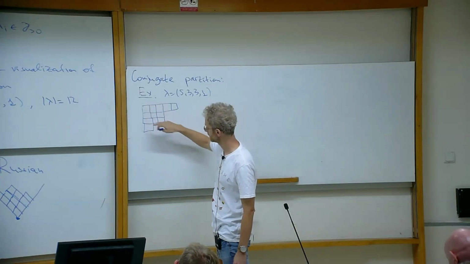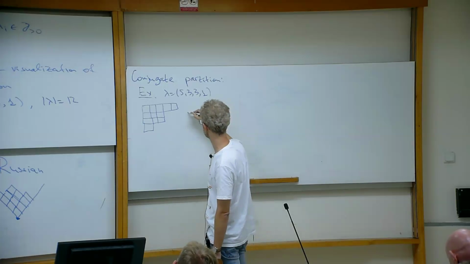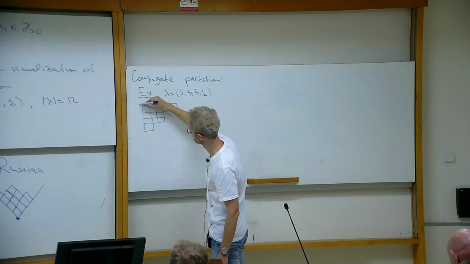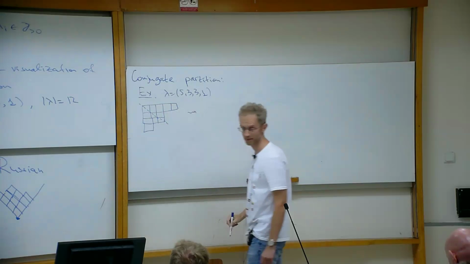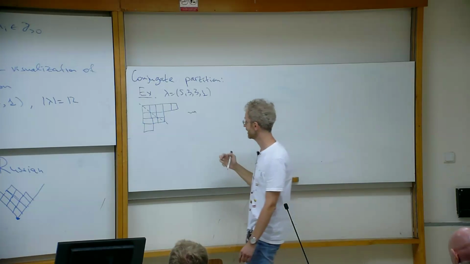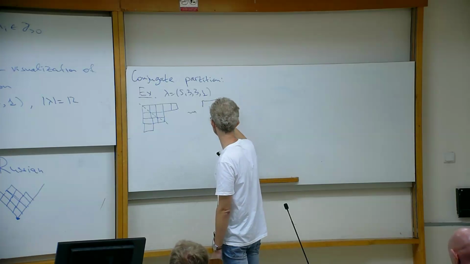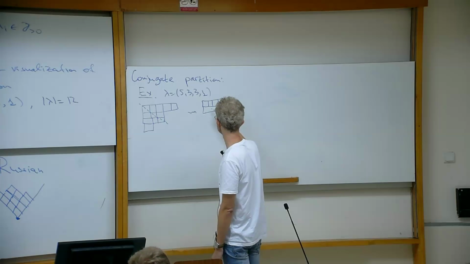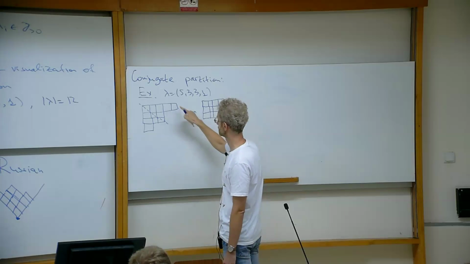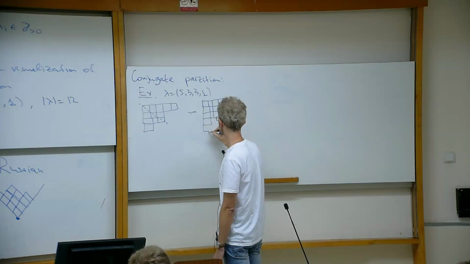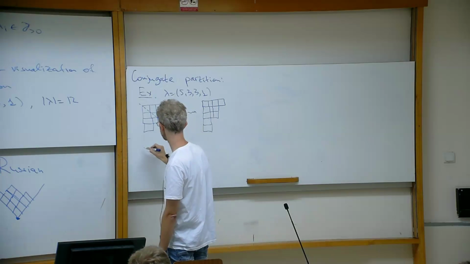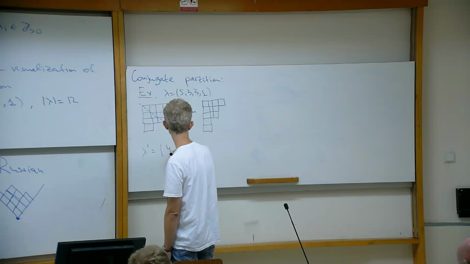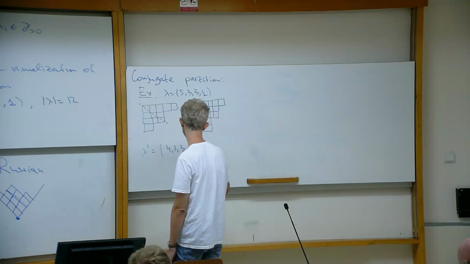So you see, here I have 4 things. And then I can conjugate, meaning that I'm flipping with respect to this line, like that. And what I'm getting is 4 boxes upstairs, and then 3 boxes here, 3 more boxes here. And then 1. So this means that if I start with this lambda, then the conjugate, which is denoted by lambda prime, is 4, 3, 3, 1, 1.